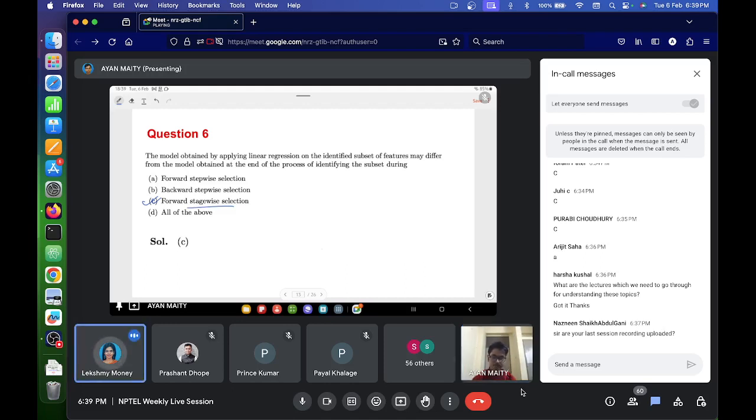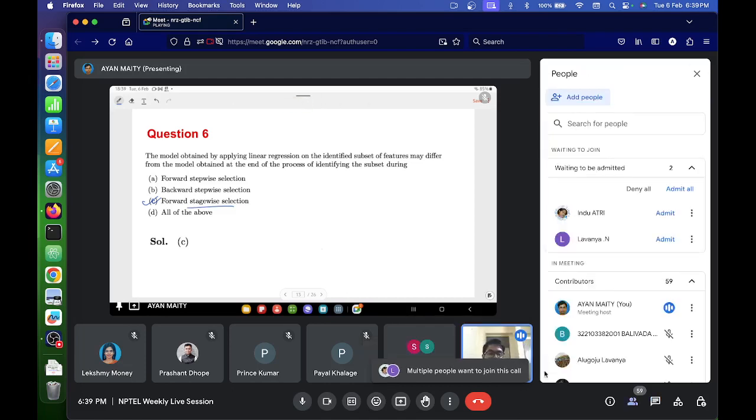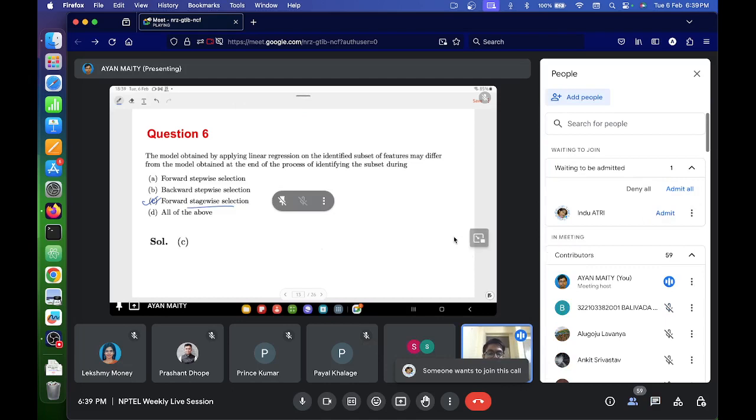Can you just repeat what is forward stepwise selection, what is backward stepwise selection, and what is the meaning of forward stage-wise selection? Okay, these topics have been covered in the week 2 video lectures. In brief, these are subset selection methods. We don't want to keep all the features in the dataset, we want to reduce the number of features.